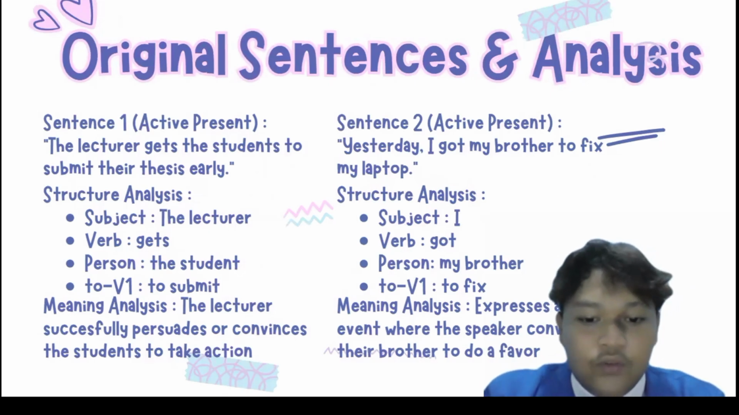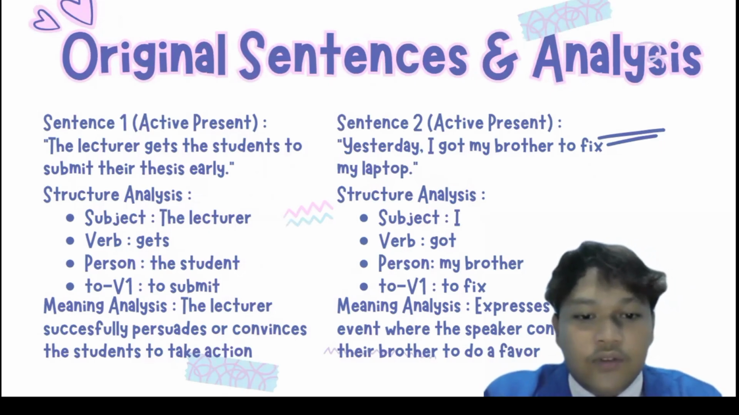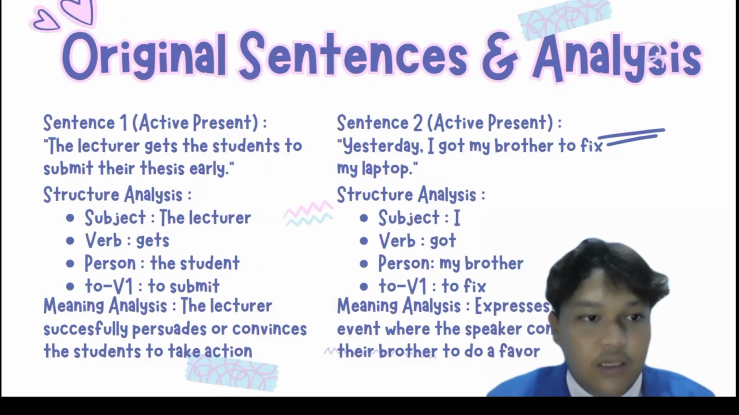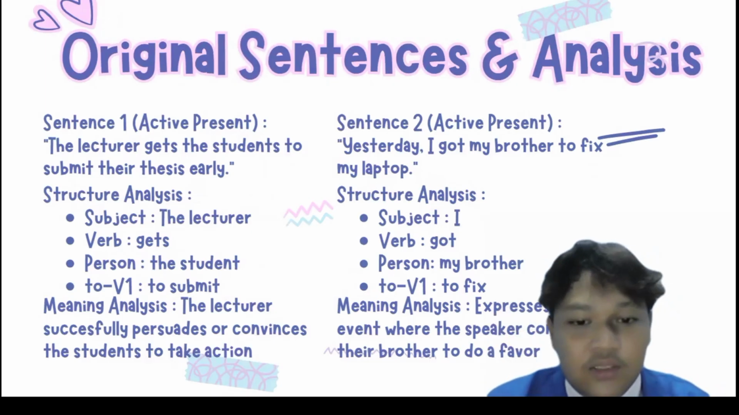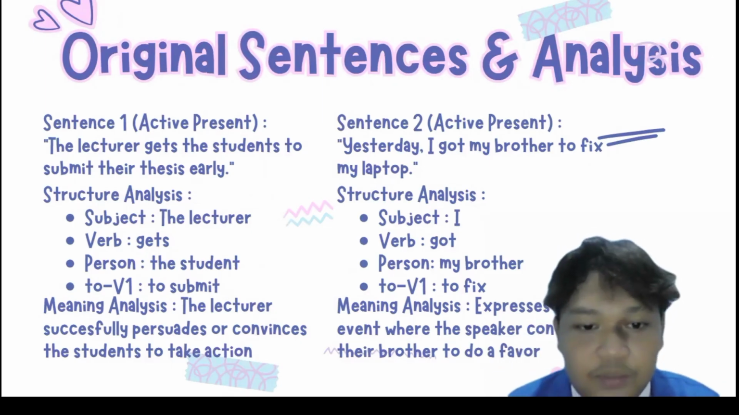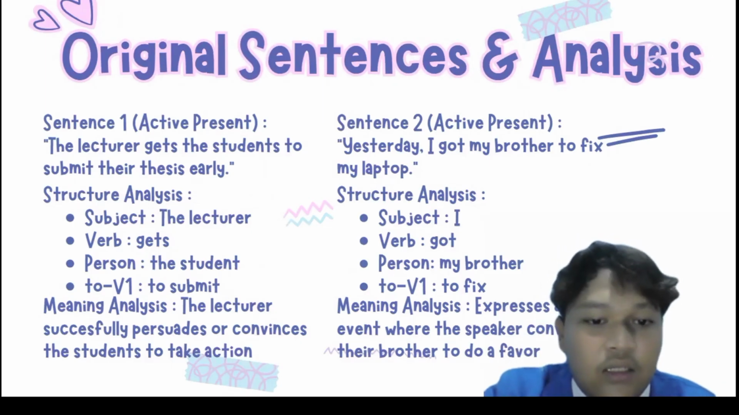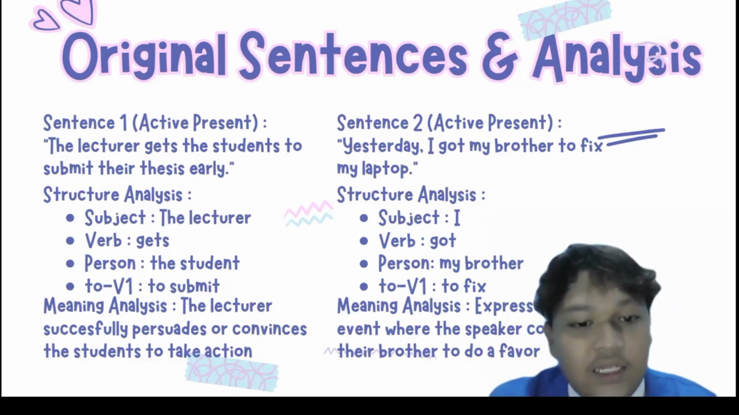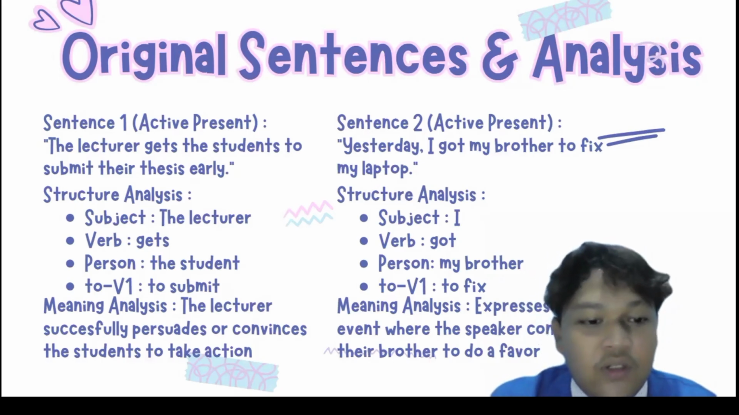Next, moving on to my original sentences for the active structure. My first sentence is in the active present: the lecturer gets the students to submit their thesis early. Structurally, we can see the subject, the lecturer, and the present verb gets, the person is students, and the required to infinitive, to submit. In terms of meaning, it shows that the lecturer successfully convinces the students to take action.